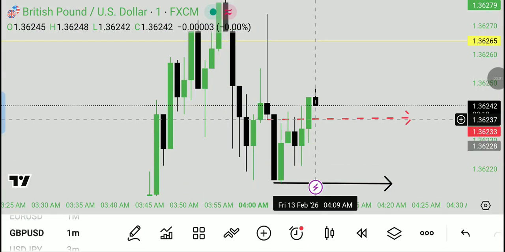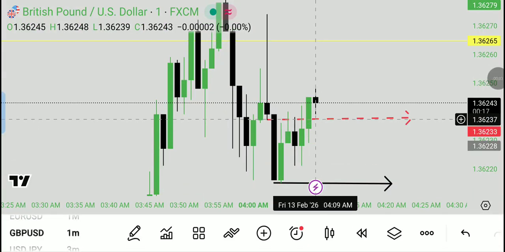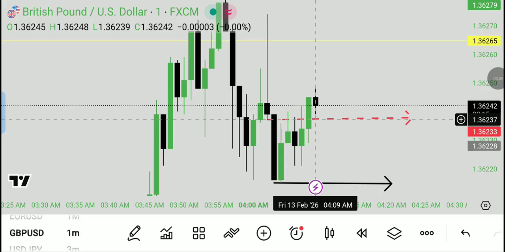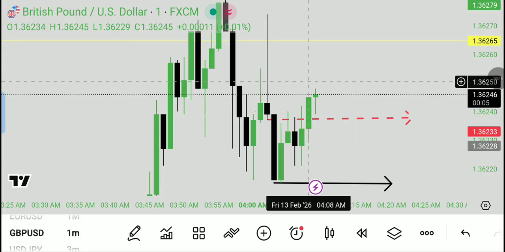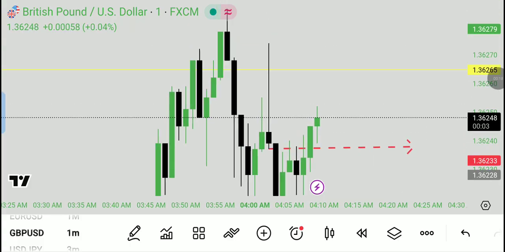Alright, as you can see, it is 4:09 a.m. New York time, and today is Friday, 30/26. You can see the market is moving high to the buy side liquidity.